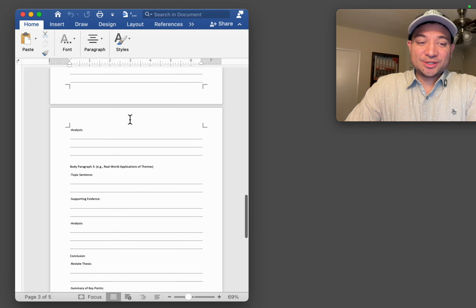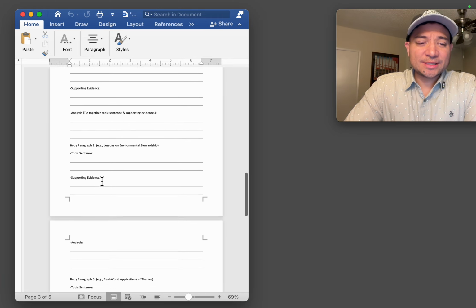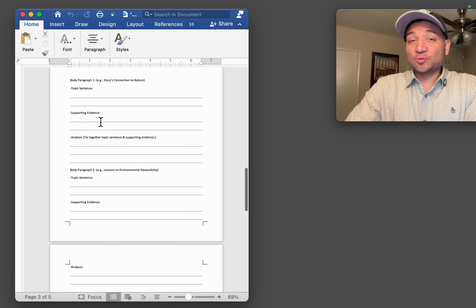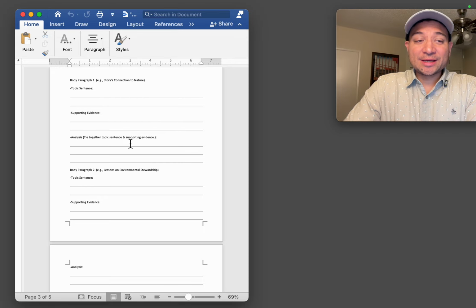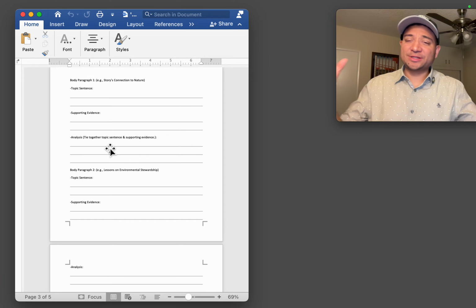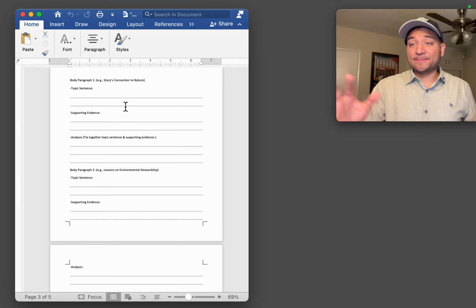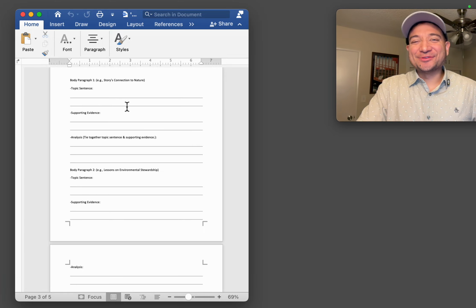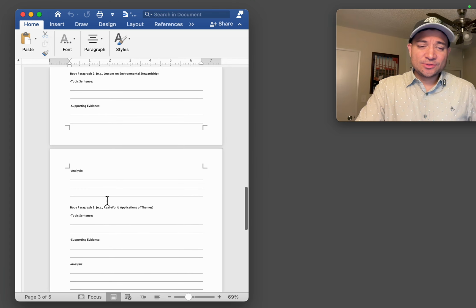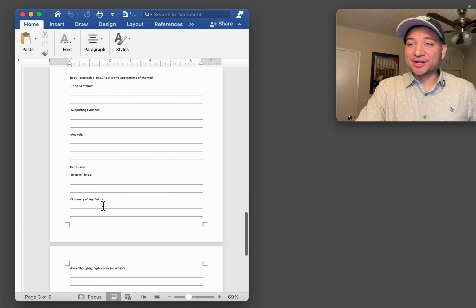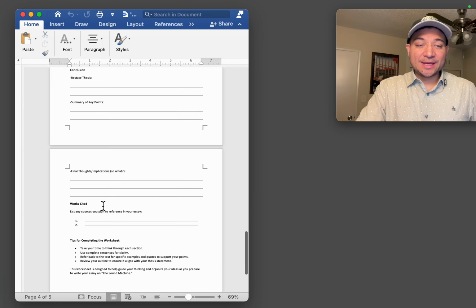These are just some samples of topic sentences that you might include for body paragraphs, but they're just suggestions. The topic sentence goes here. The supporting evidence is what you'll use from the story to support that. And the analysis is how you'll put together both that topic with the actual examples from the text that you'll use. So these are just some examples for body paragraph topics.